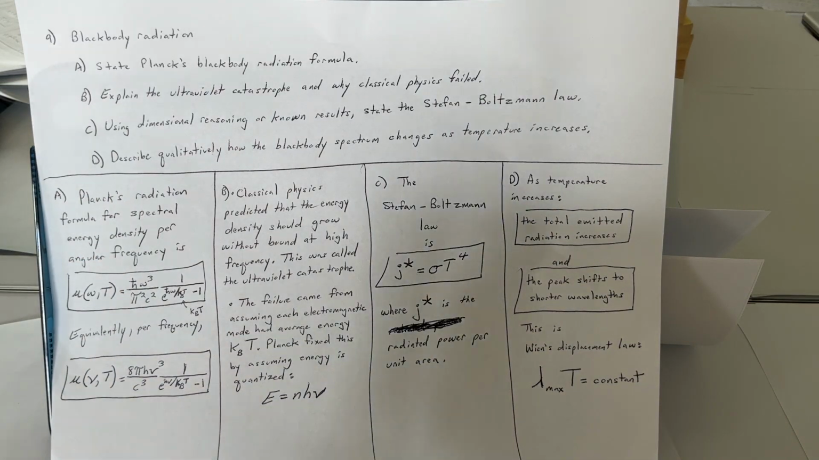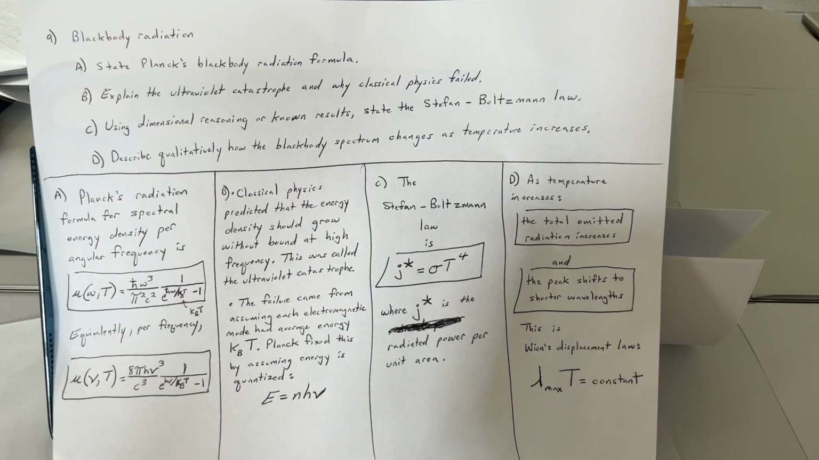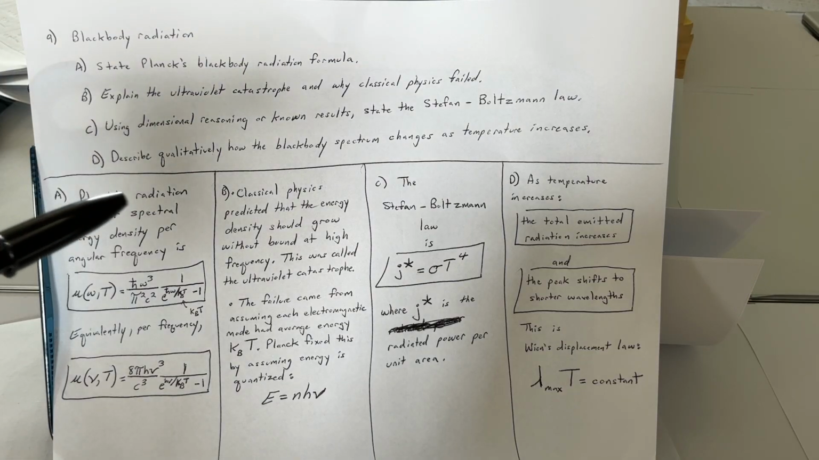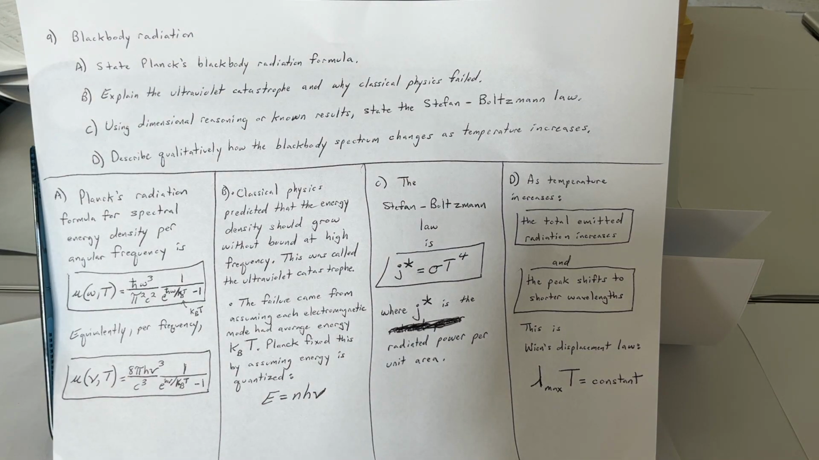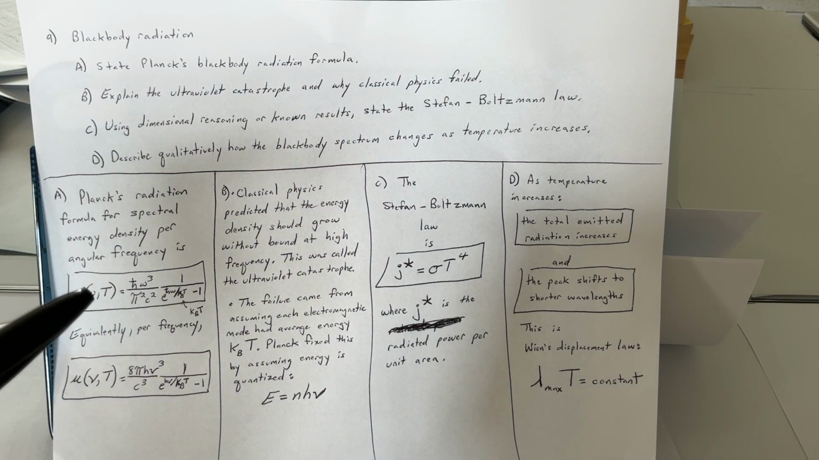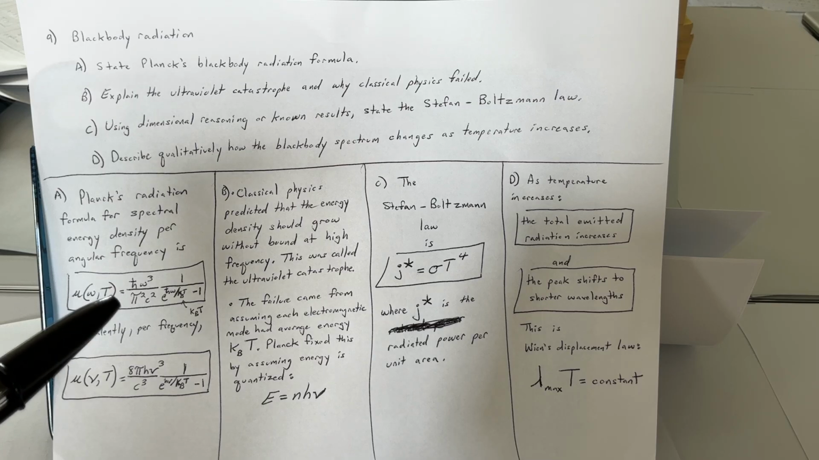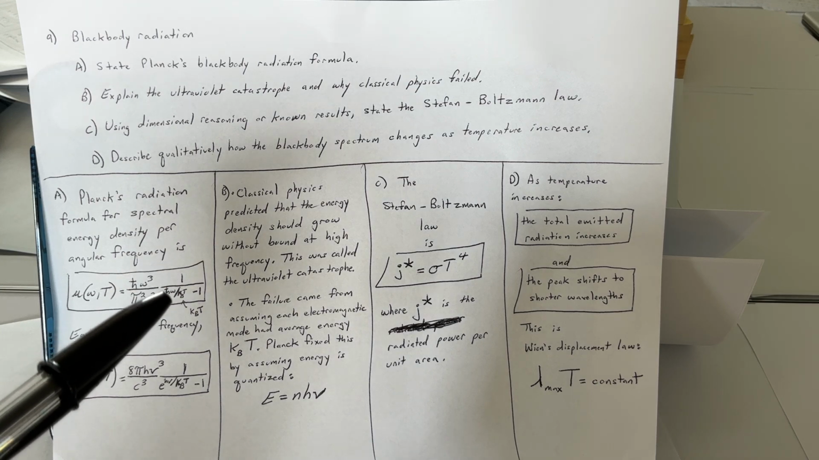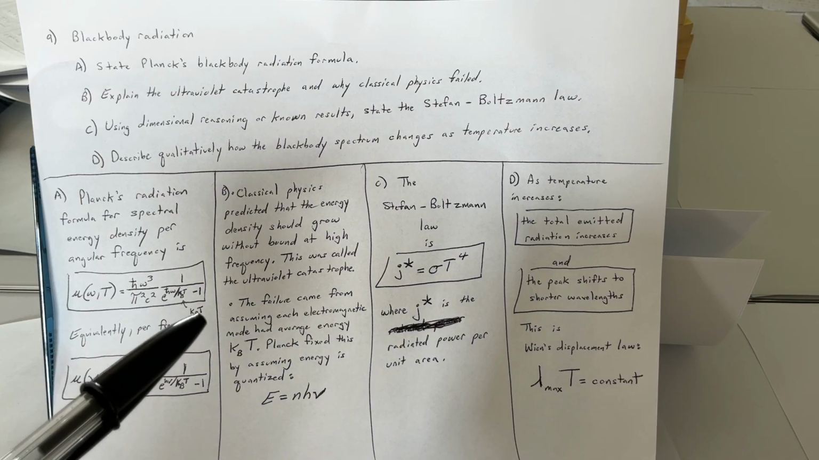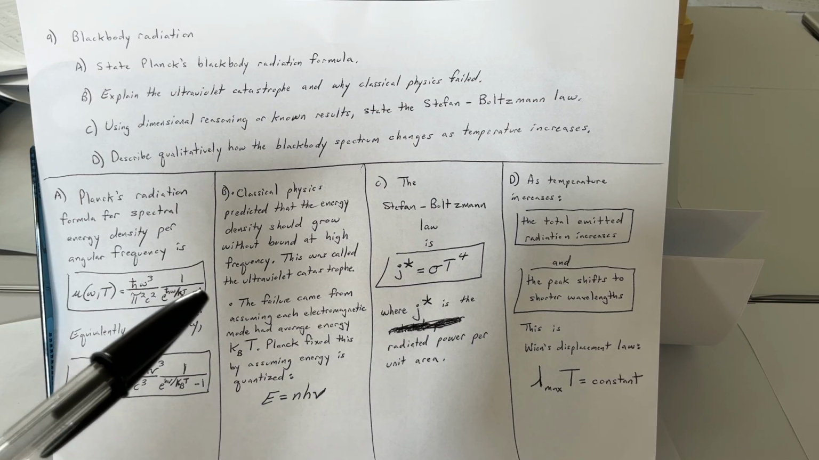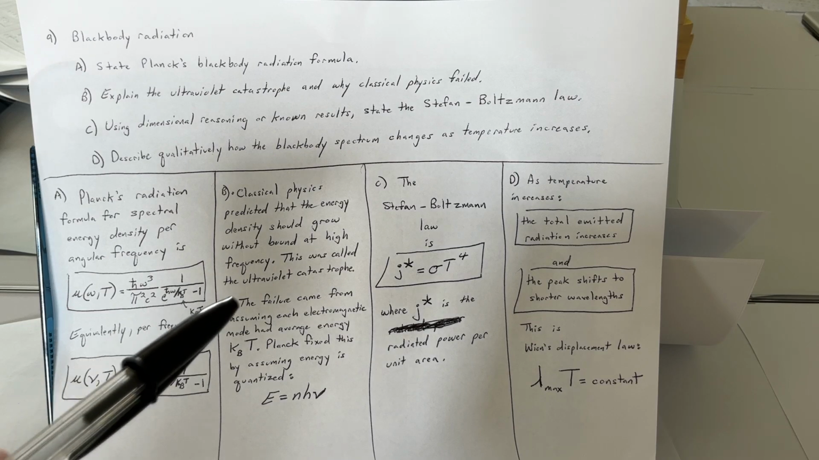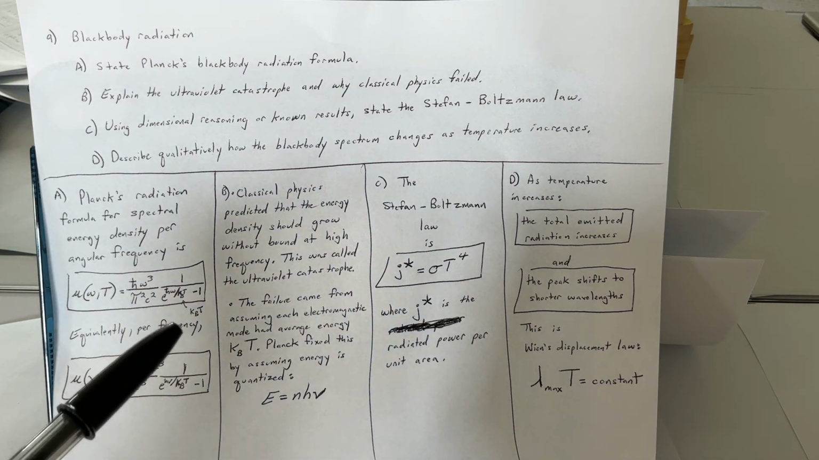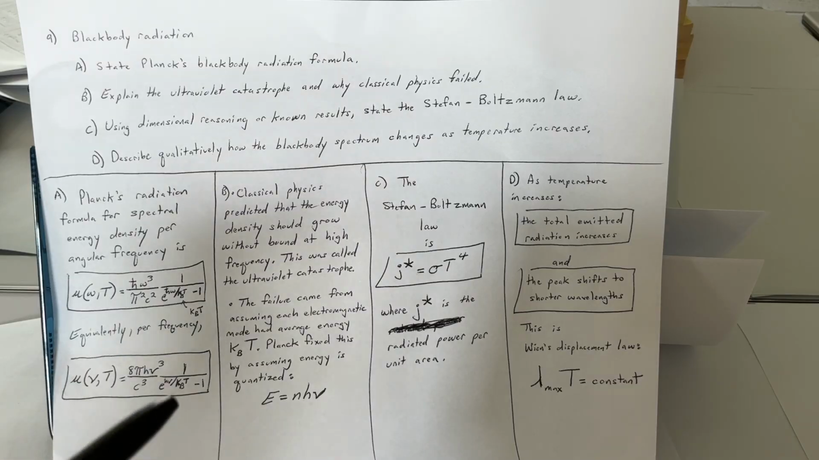For number 9, black body radiation, letter A, state Planck's black body radiation formula. Planck's radiation formula for spectral energy density per angular frequency is u of omega, T equals h bar omega cubed over pi squared c cubed, times the quantity 1 over e to the h bar omega divided by k sub B T, close parentheses, minus 1. And equivalently, here it is in frequency terms.